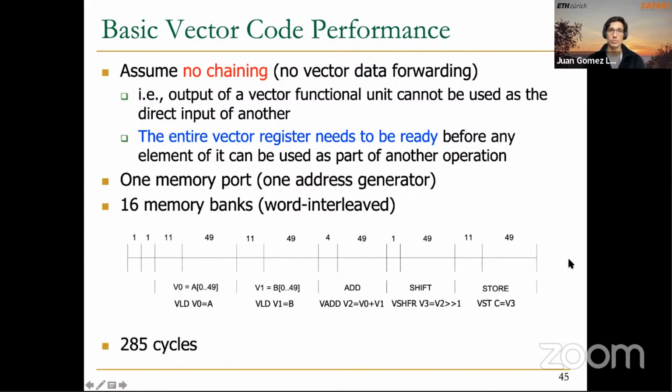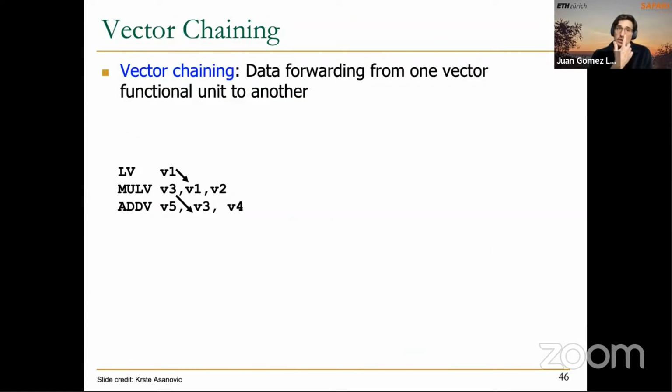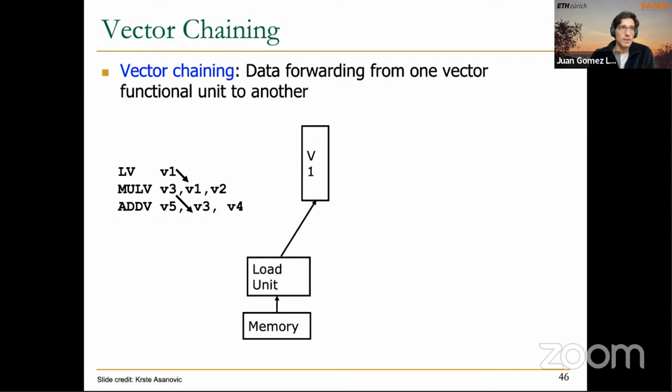And as you see, all these operations happen sequentially, one after the other, because we are starting from the assumption that we need all the elements in a vector register before starting the execution of the next instruction. And this takes 285 cycles. That is already much faster than the execution of a scalar processor that we saw before. But now we are going to keep discussing ways of optimizing this execution. And here is where we start using vector chaining. That essentially means data forwarding from one functional unit to another functional unit, something like this. You access memory using the load unit and write some data in the vector register.